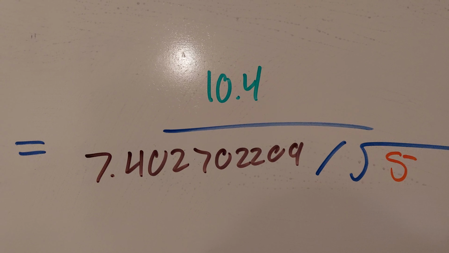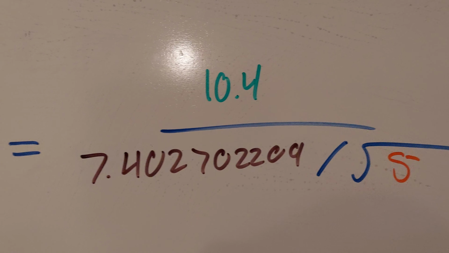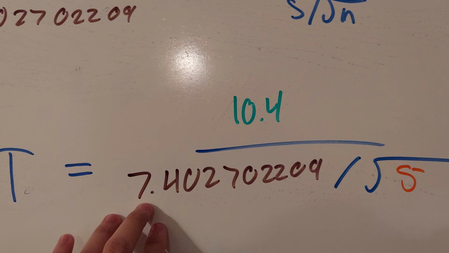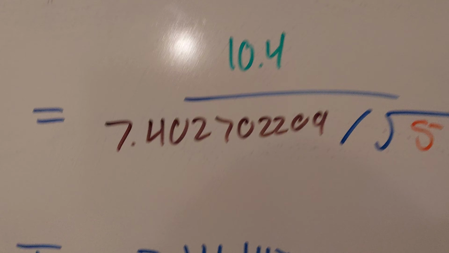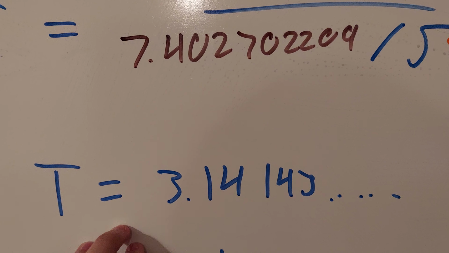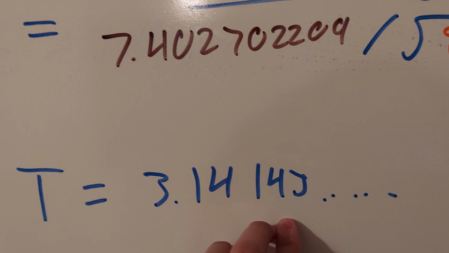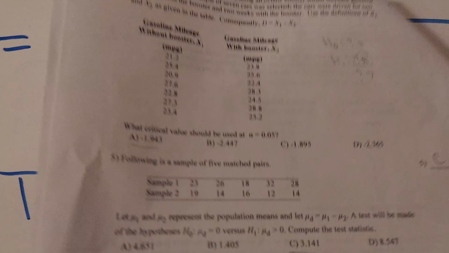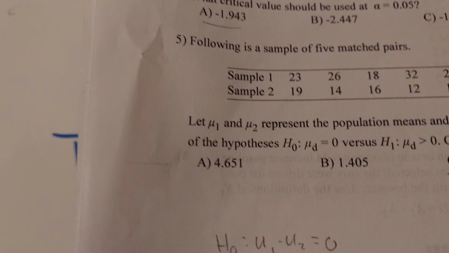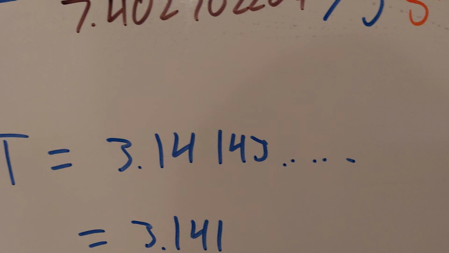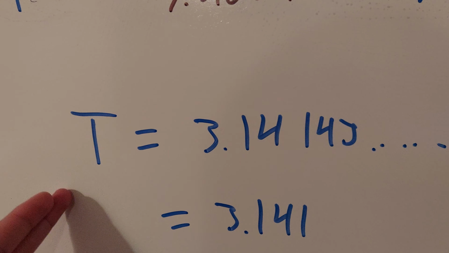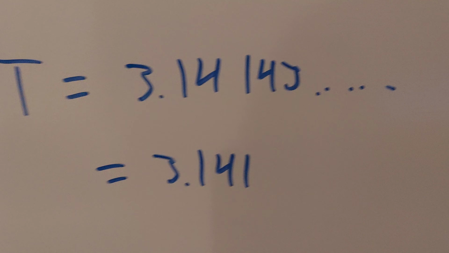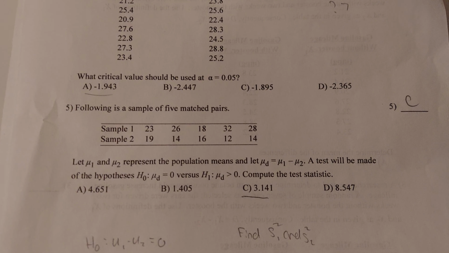When we plug it in, it's going to look something like this: 10.4 divided by 7.40270002209 divided by the square root of 5. And with that, once we do everything, we are going to get this number: t equals 3.14143 with some more numbers behind it, represented by dots. Now in the homework, we are going to round it to 3 decimal places, so we're going to do that to our answer. So t, or the test statistic, is going to equal 3.141. And that is C, Charlie.